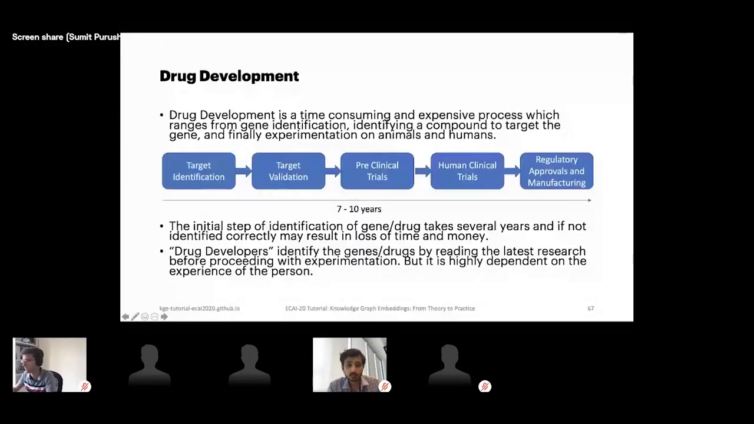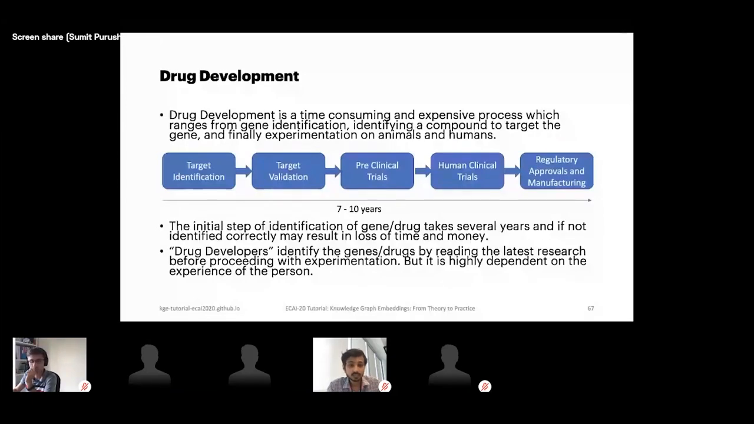The problem is there's a lot of chance of failure during this process. You might fail somewhere in the middle, especially if you don't get the gene correct at the first step. So you might lose a lot of money and time. And if you look at it, the human body has thousands of genes in it. So getting this initial gene for treating a particular disease can be extremely complex.